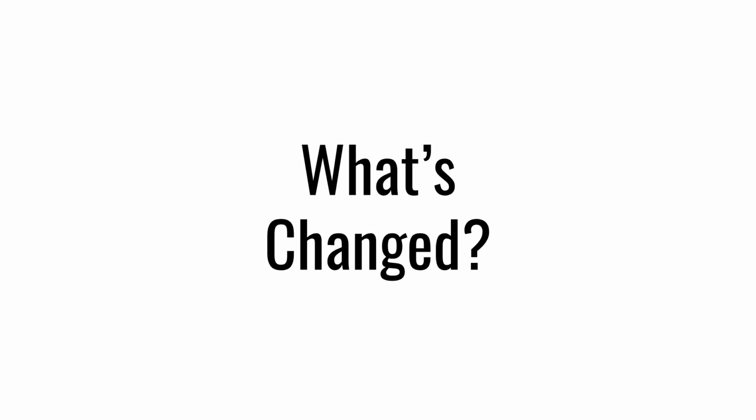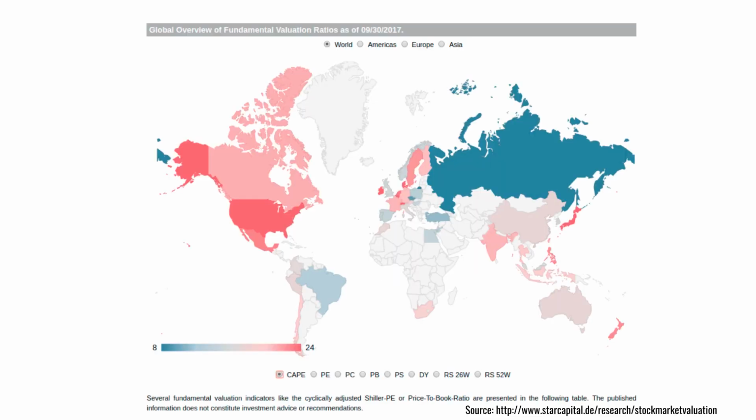So let's look at what's changed since the portfolio was created. This is looking at valuations across the globe using a measure called the CAPE price to earnings ratio. And this is a measure of how expensive stocks are relative to their earnings over the past decade. Expensive is red and blue is cheap. And you can see that the US is very expensive and that Europe, and in particular the UK, look cheap.